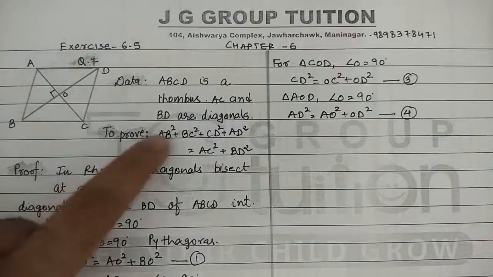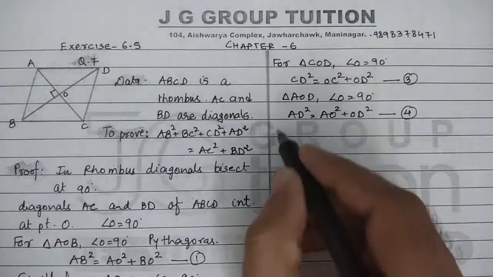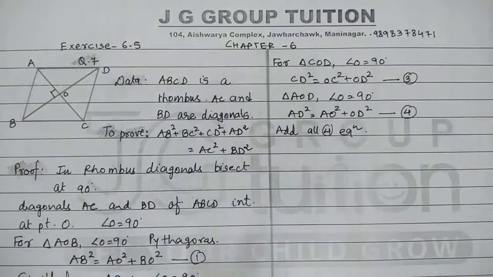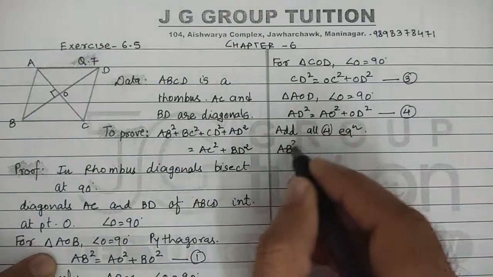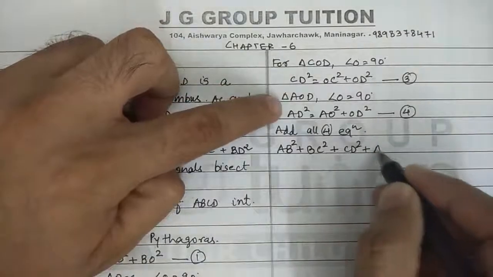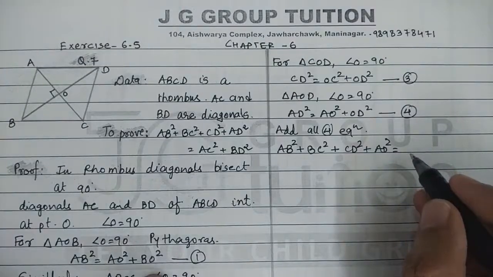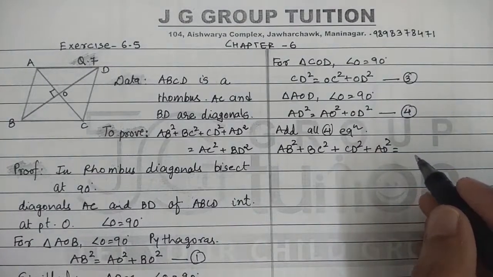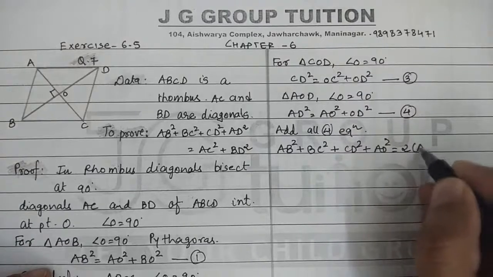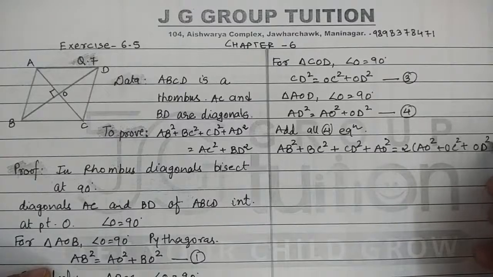As in the proof we require the sum of the squares of all the sides, we obtained the fourth. So let's add all four equations, as we obtained 1, 2, 3 and 4. So look at the left hand side, that is AB square plus BC square plus CD square plus AD square is equal to OB square plus OC square, AO square plus OB square. You can see that OB square comes 2 times, OC square comes 2 times, OD square comes 2 times and AO square also 2 times, that is 2 times AO square plus OC square plus OD square plus OB square.